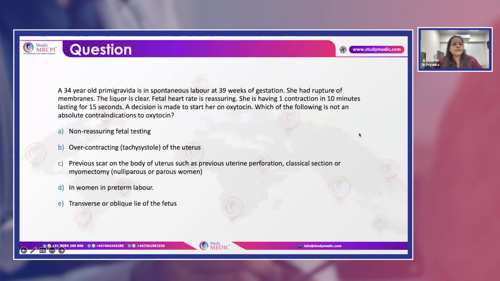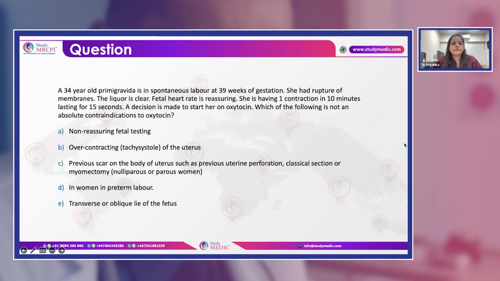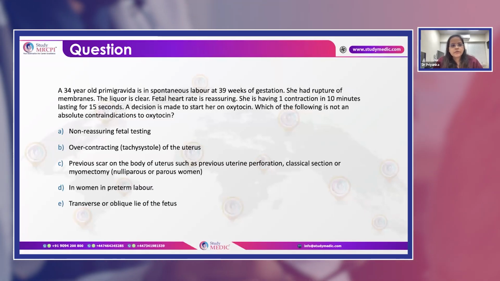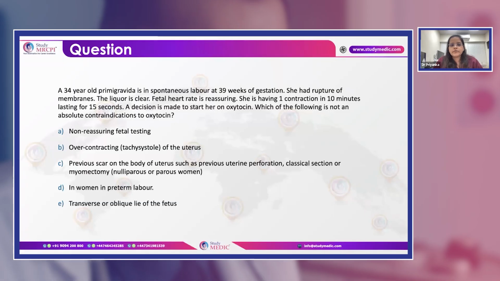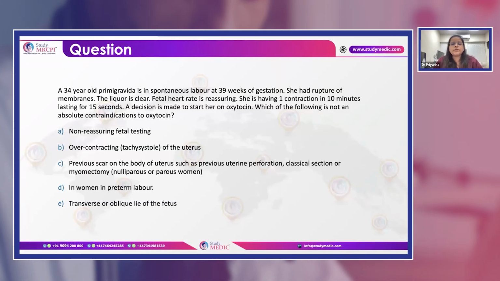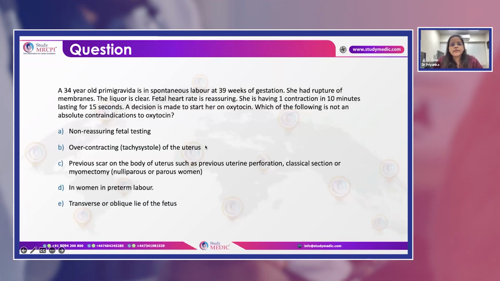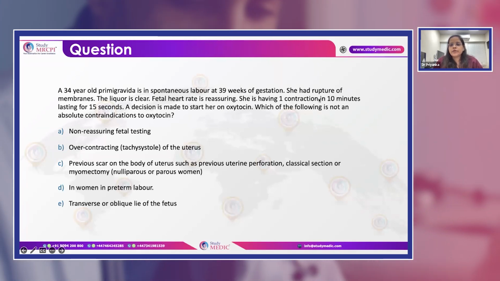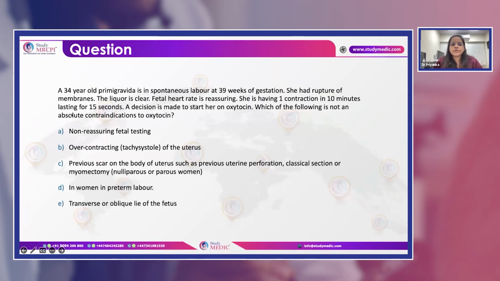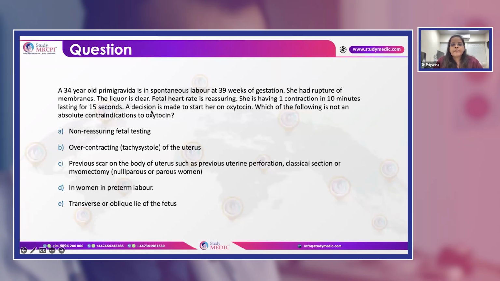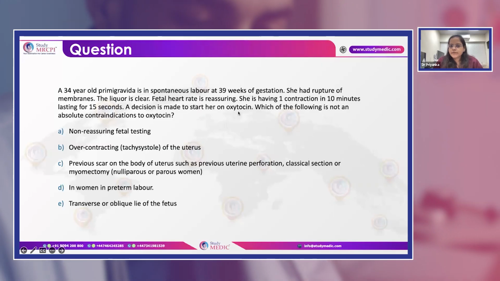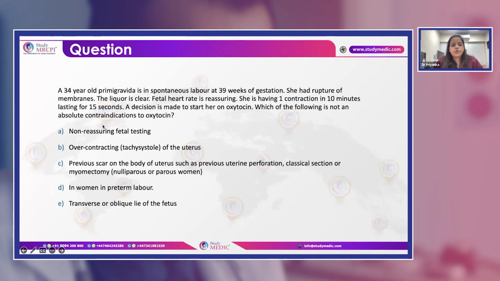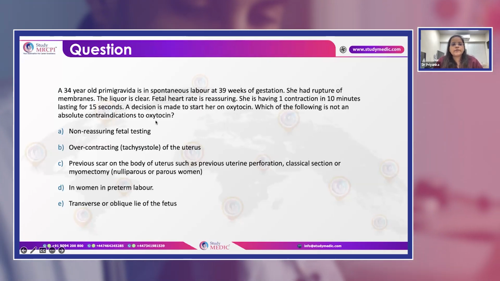Now coming to the questions. So she is a 34-year-old primary gravida who is in spontaneous labor at 39 weeks of gestation. Okay, so she is full term and at 39 weeks she is in spontaneous labor. She had rupture of membranes. The liquor is clear. Fetal heart rate is reassuring. She is having one contraction in 10 minutes, which is lasting for 15 seconds. And a decision is made to start her on oxytocin because she is not having adequate contractions. Which of the following is not an absolute contraindication to oxytocin?